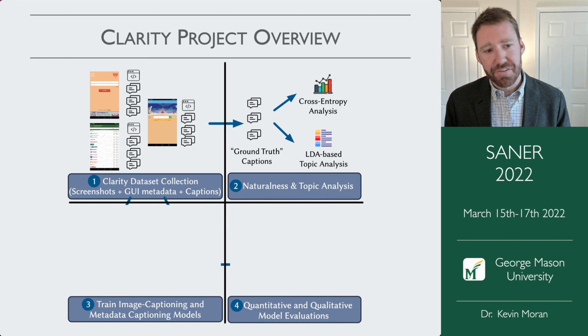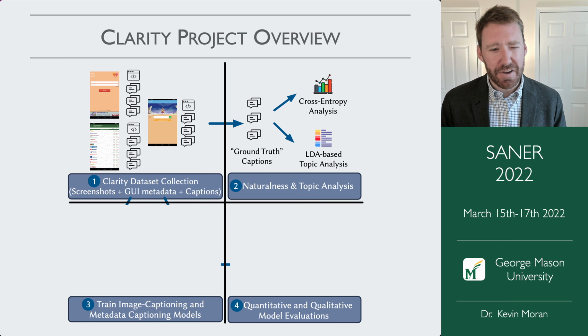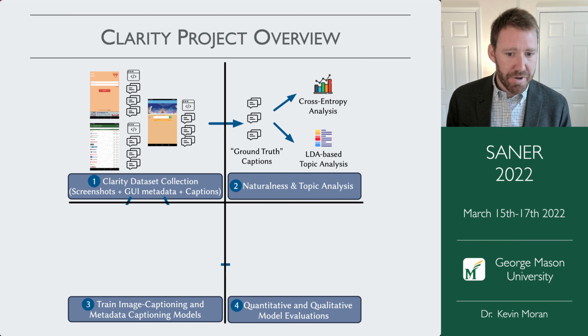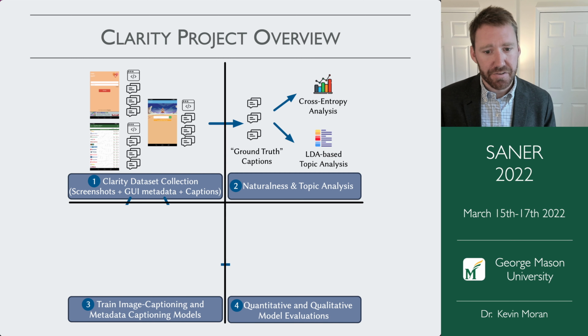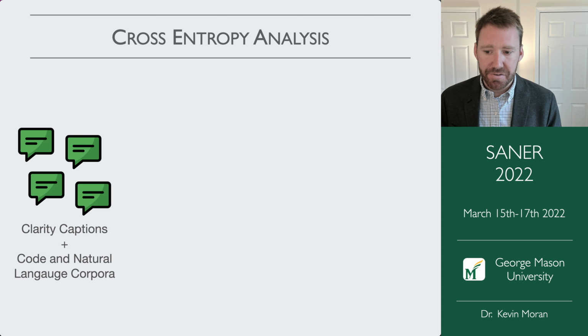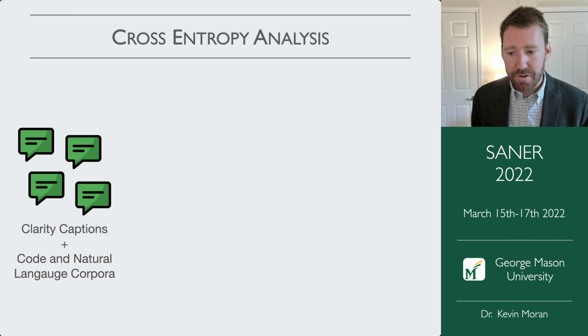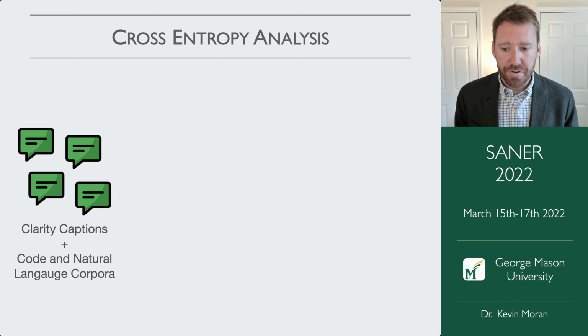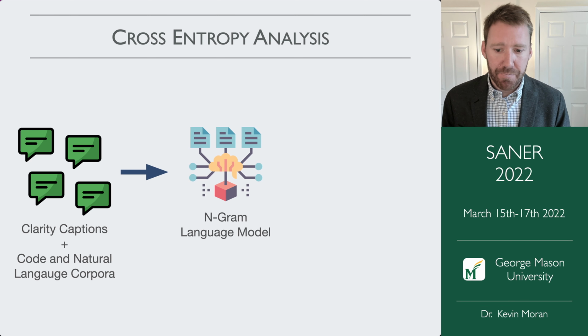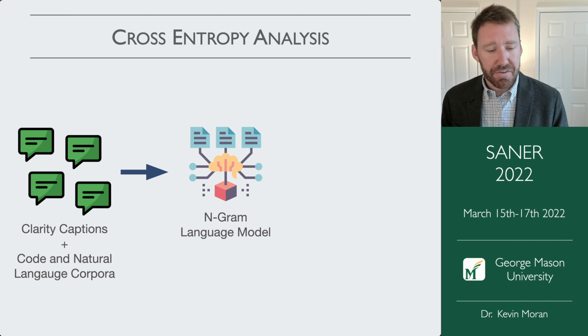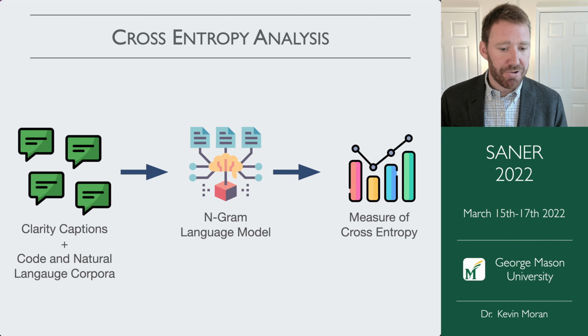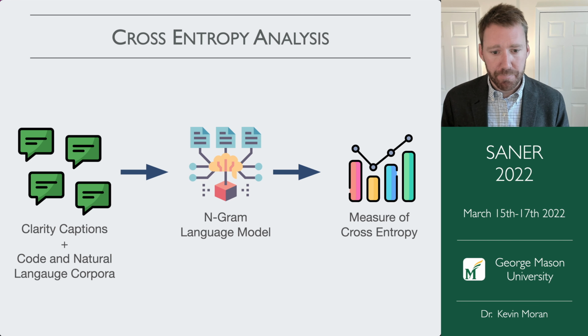Next, we wanted to get a better understanding of the different captions that we mined and how feasible it might be to learn patterns from these captions. So we did two things: a cross-entropy analysis and also an LDA-based topic analysis. For the cross-entropy analysis, we took the captions that we collected from our Clarity dataset, as well as some standard corpora for both code and natural language. We trained n-gram-based language models on these, and using tenfold cross-validation, we collected a measure of cross-entropy similar to other works in software engineering that have done similar things.